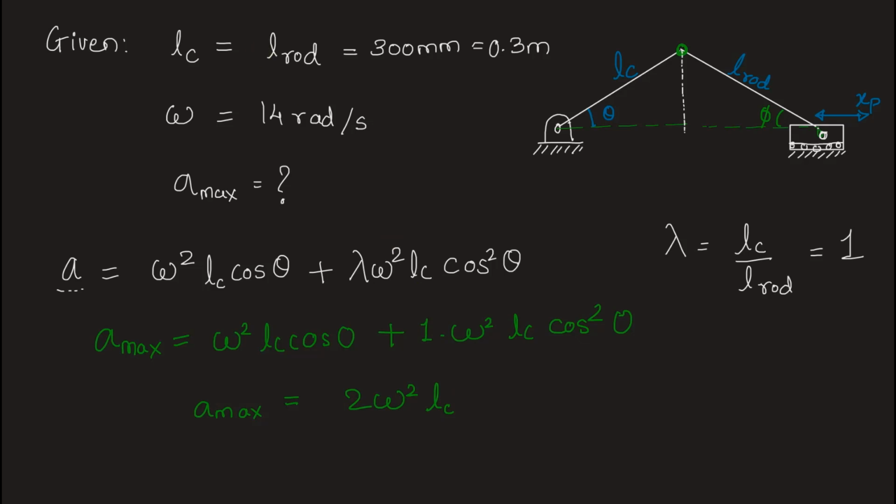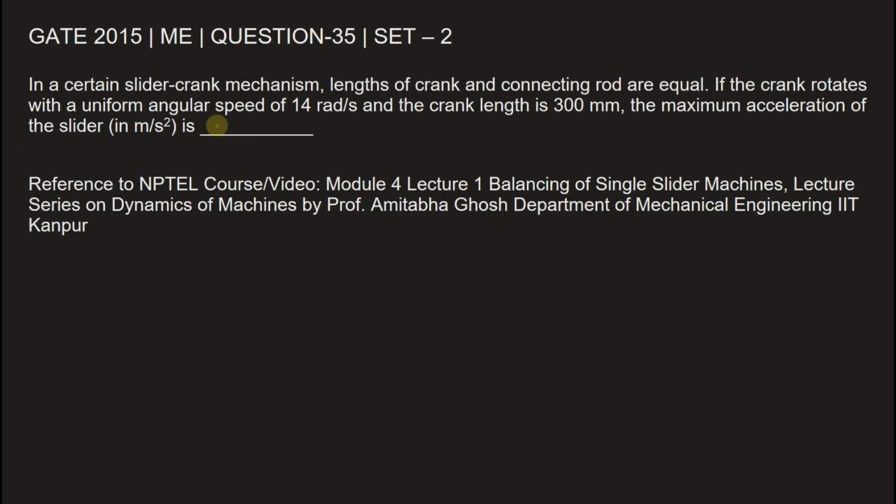If we substitute the values, we get the answer as 2 into 14 square into length is 0.3. This comes out to be 117.6 meter per second square. This is acceleration what we are calculating. So its unit will be meter per second square. We have taken length in meters. Don't forget to take length in meters. Let's fill in the answer. So the answer here is 117.6 meter per second square is the maximum acceleration of the slider.